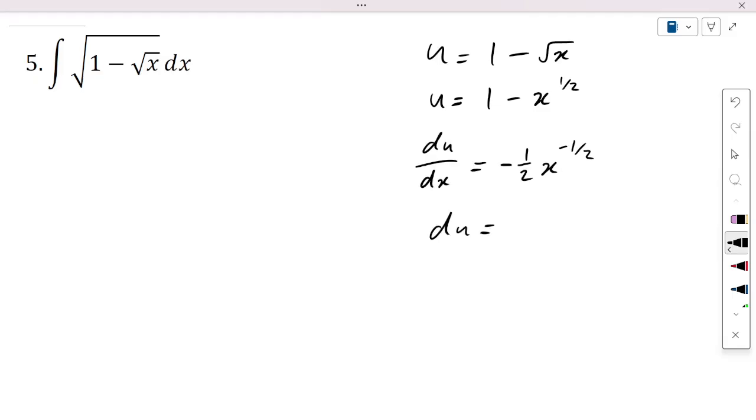So it's going to be du is equal to negative a half x raised to the power of negative a half multiplied by dx. Okay, now, like I said, we always just have to take the constant over with du. So it's going to be equal to negative 2 multiplied by du. Okay.